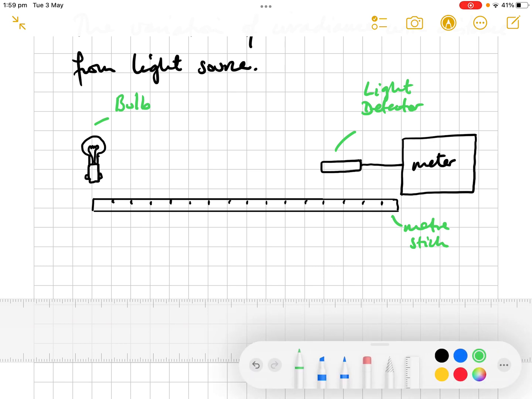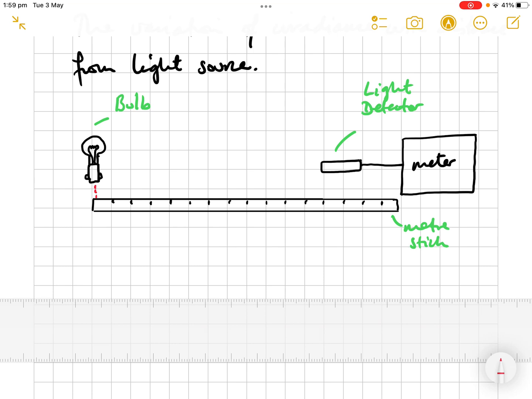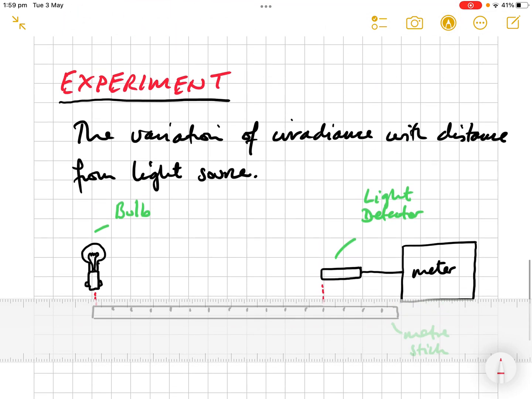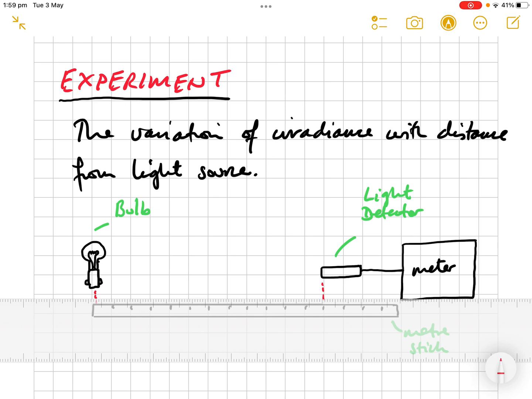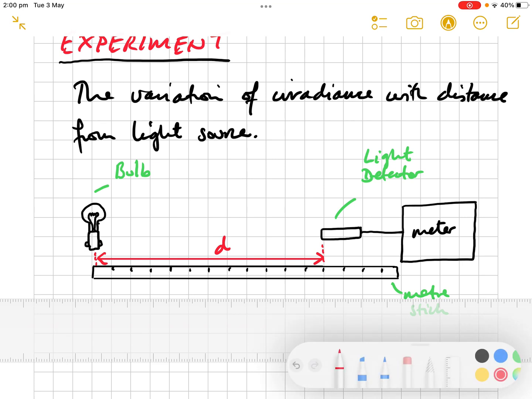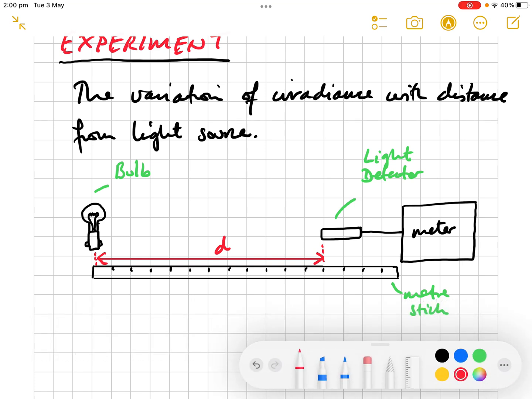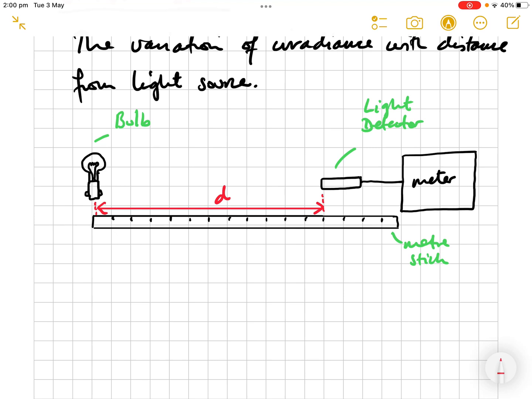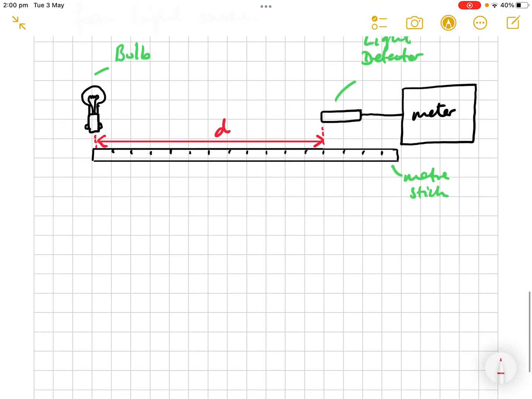And a crucial measurement in this experiment, of course, is the distance between the light detector and the bulb. So we'll call that distance D. And the meter and light detector obviously help us measure the irradiance that is being detected.